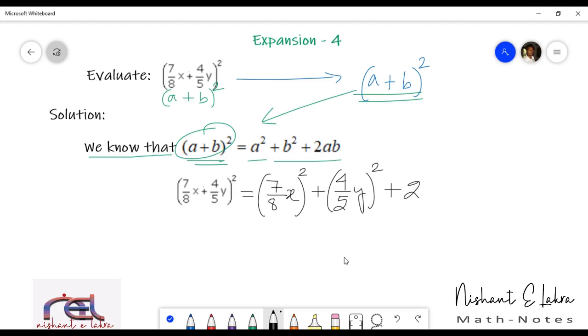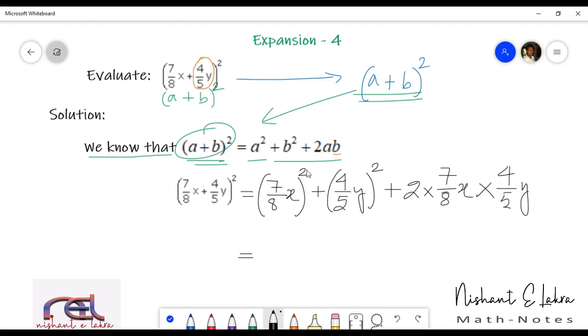2 into a into b. We already know which one is a and which one is b, so we'll just replace the values here. After replacing the values, we get 2 into 7/8 x into 4/5 y. We'll solve it further.